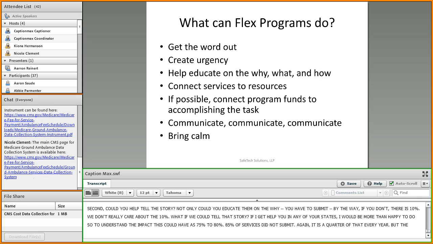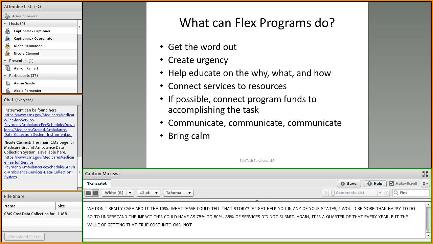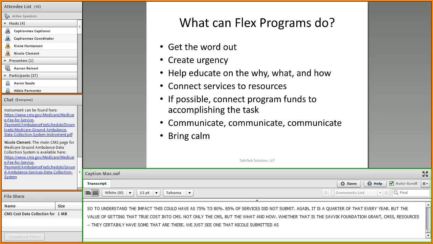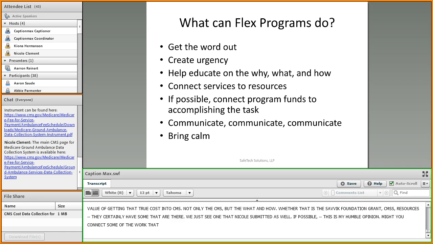Second, could you help tell the story? Not only could you educate them on the why, so rather than you have to submit, and oh, by the way, if you don't, there's 10%. I don't really care about the 10%. What if we could tell that story? And if I could help any of you in any of your states, I'd be more than happy to do so. To understand the impact this could have if 75 to 80%, 85 some percent of services didn't submit. Again, it's a quarter of that every year. But the value of getting that true cost into CMS. So not only the why, but the what and the how.